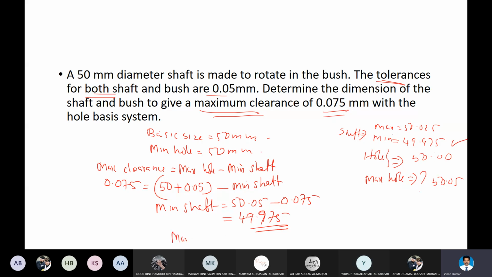Maximum shaft, how to get the maximum shaft? Maximum shaft equals 49.975 plus tolerance. Just add the tolerance to that. So you get 50.025 as the maximum shaft. Is that clear? Yes, it is very simple. Maximum shaft is minimum shaft plus tolerance. For the hole, we already know the basic size, and the maximum hole is minimum hole plus tolerance.